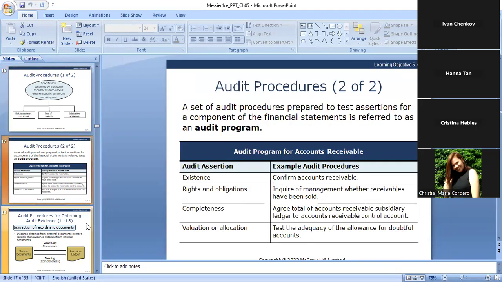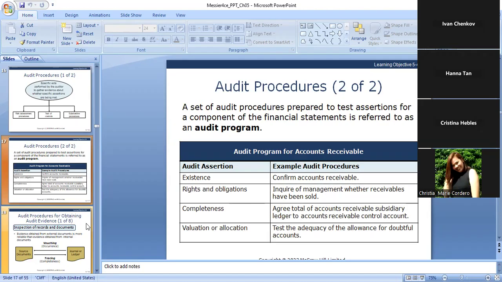So, which is the set of the audit procedures which are prepared to test a certain assertion for a component of the financial statements. Those are referred to as an audit program. For the audit assertion, if we're chasing existence, an example will be confirmation of the accounts receivable. That will be the procedure.